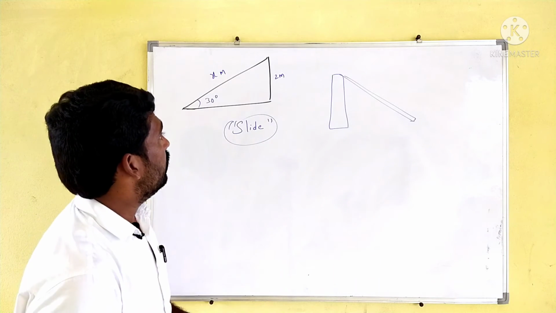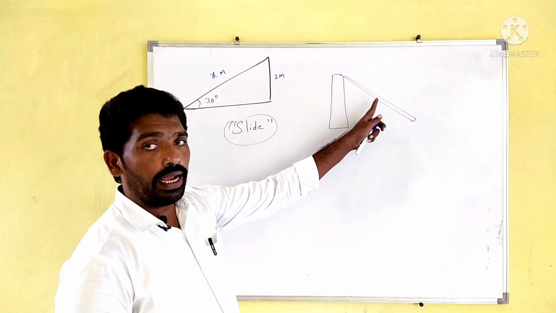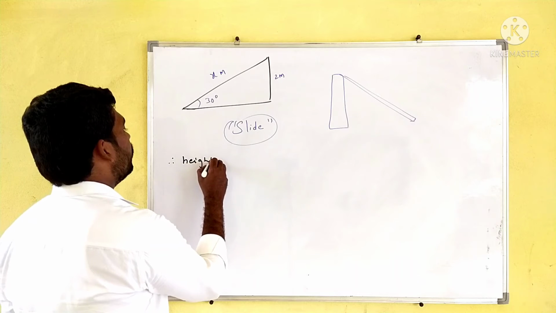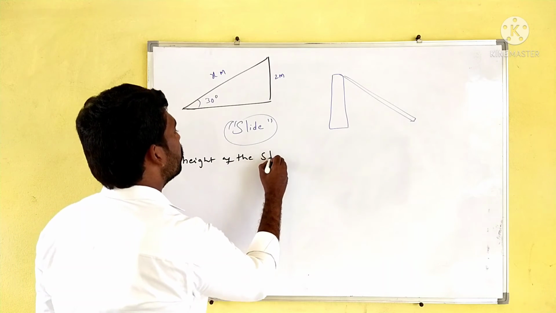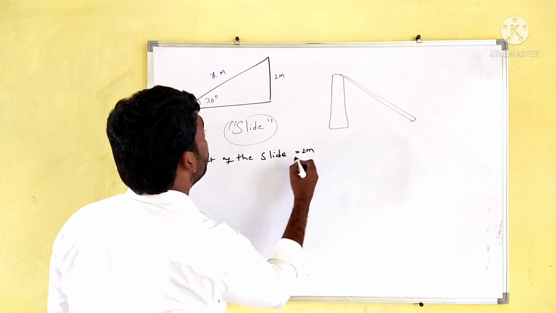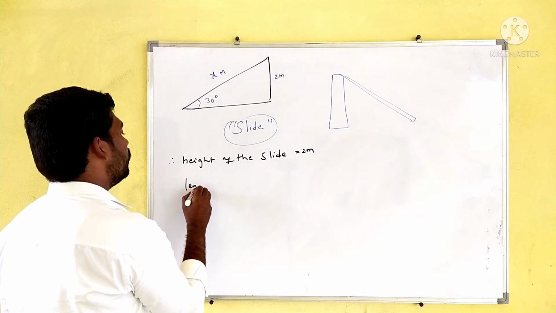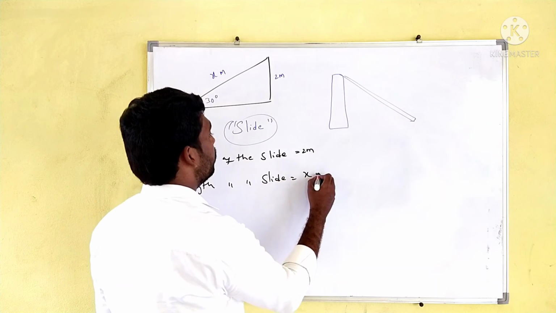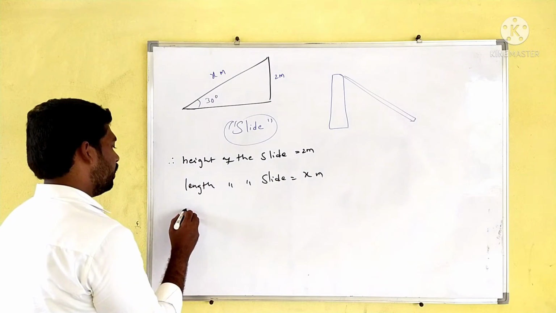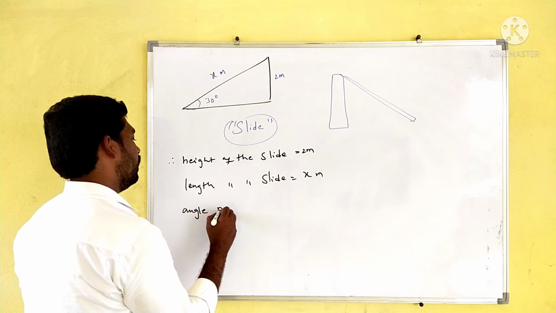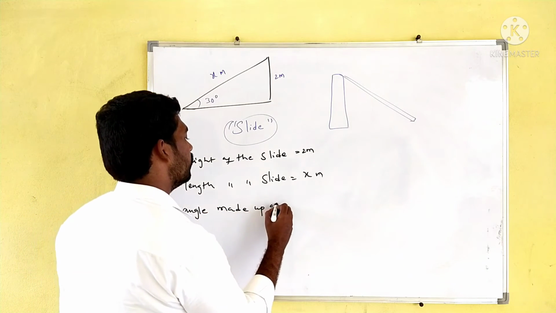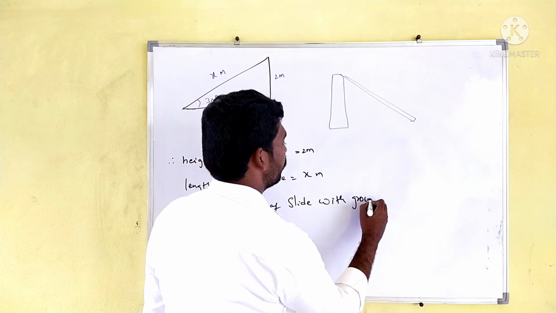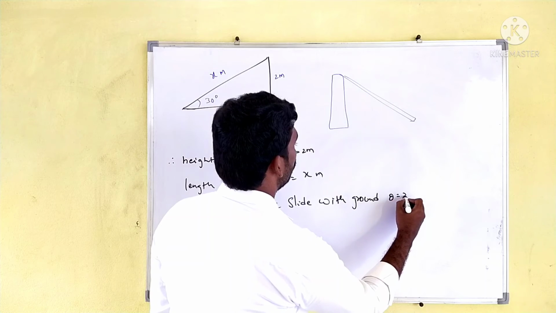Here, to find the length of the slide, write down the given data. The height of the slide is 2 meters, and the length of the slide is x meters, which we don't know. The angle made by the slide with the ground is theta equals 30 degrees.